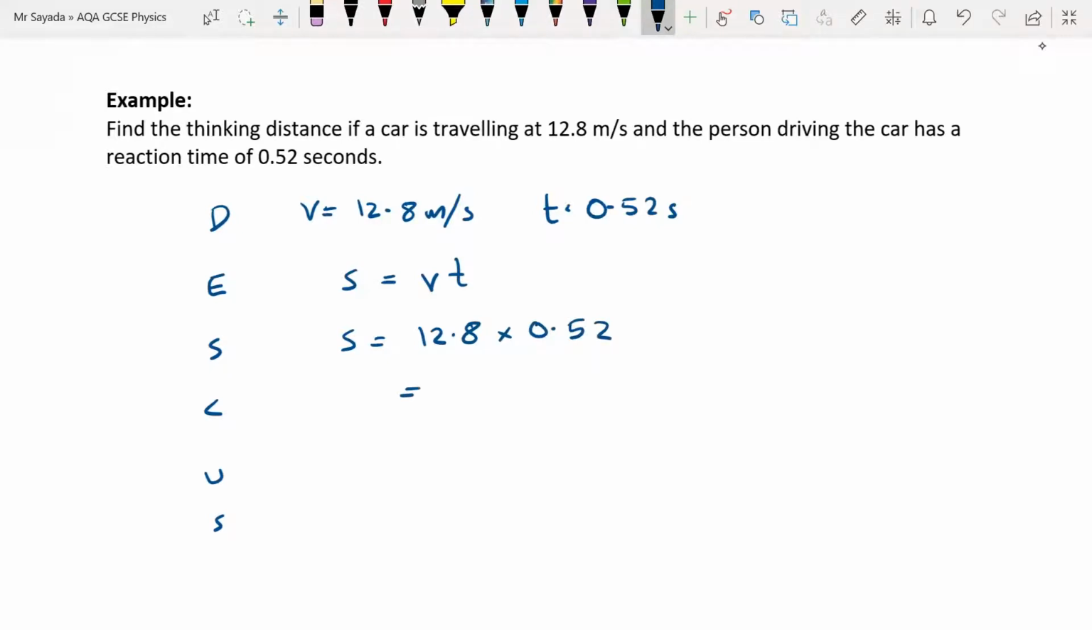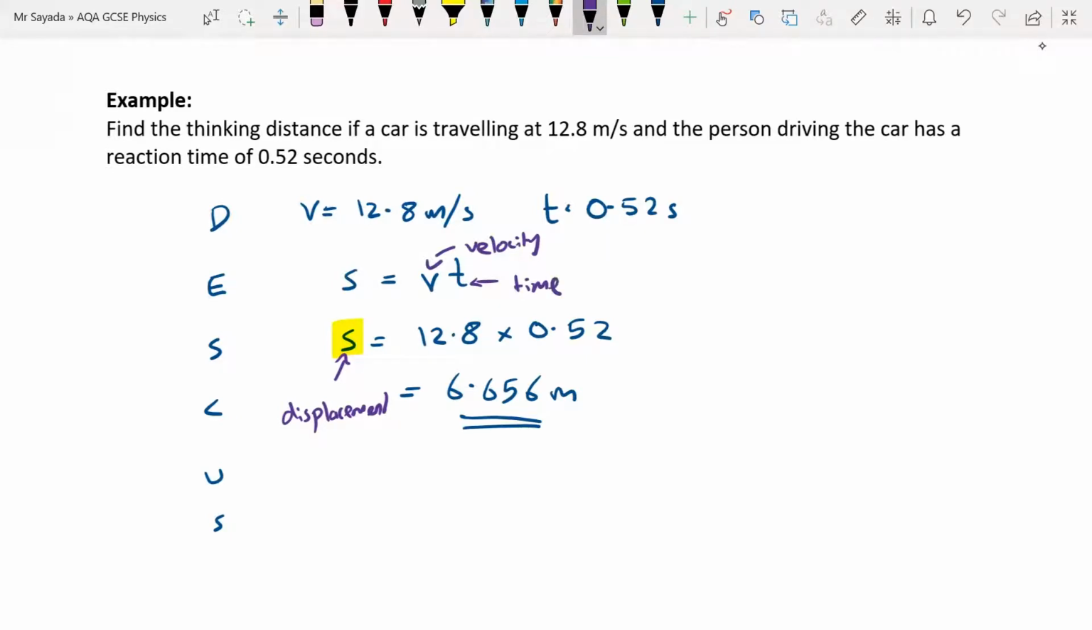12.8 times 0.52. You're always allowed to use a calculator in physics, and that gives an answer of 6.656 meters. Don't get confused, by the way, with this S over here. This S over here is displacement, which is similar to distance. And this V over here is velocity, and the T is time. It's just the equation that we looked at earlier.